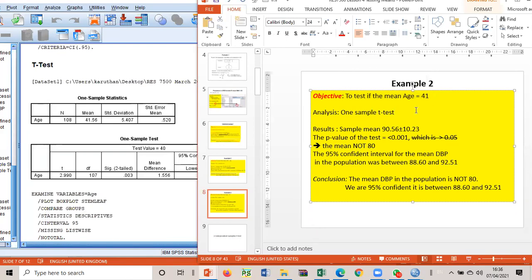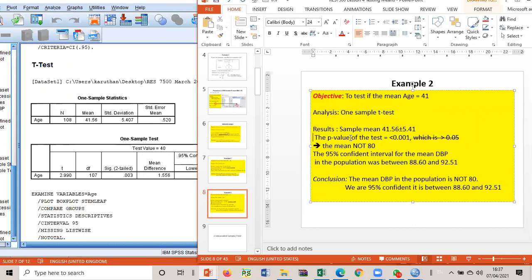Okay, any volunteers? Prof, can I try? Sure. The objective is to test if the mean age is 41. The analysis is a one sample t-test. The result is the mean is 41.56, with a standard deviation of 5.41. All right, go ahead.